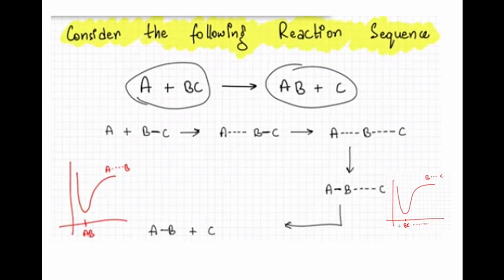So in this reaction, we can draw two potential energy diagrams. One is this one. Here there is a strong BC bond, and the bond length between B and C in the equilibrium condition is at this potential energy lowest point. In the other case, a strong AB bond is developed and the potential energy is minimum at this point. Here is an equilibrium condition between A and B, and this is a stable state. So we get two types of potential energy diagram for this reaction.